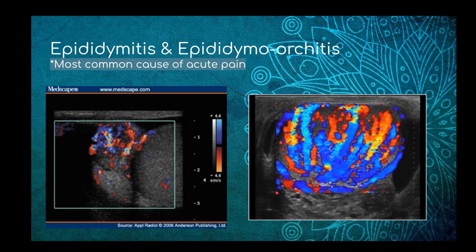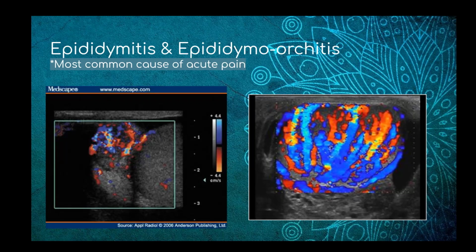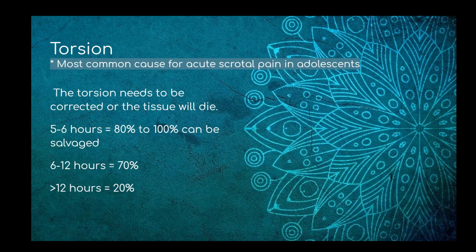Then epididymitis and epididymal orchitis is the most common cause of acute pain. And I'm going to add a little more to that: acute pain in adults. Because we're going to learn then that torsion is the most common acute pain for adolescents. So epididymitis, epididymal orchitis is the most common cause for acute pain, more so in adults, where torsion is going to be the most common for adolescents.